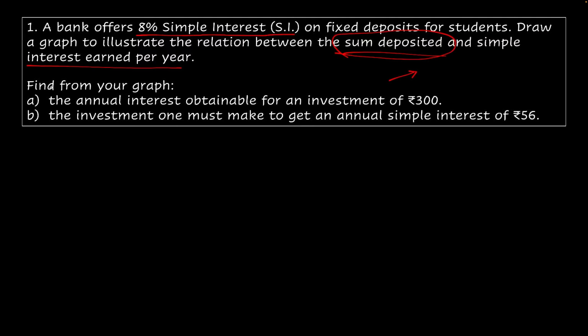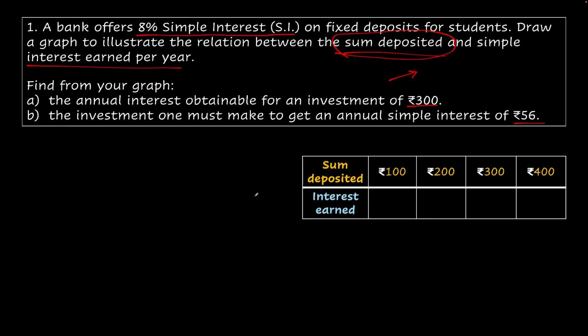Now what do we need to find? The annual interest obtainable for an investment of 300 rupees, and the investment one must make to get an annual simple interest of 56 rupees. Great. Let's start. So here we have the table that we need to build. We have taken 100, 200, 300 because it's just easy, right? Because interest is always calculated on the base of 100 rupees, because it's a percentage. So taking multiples of 100 makes our job very easy.